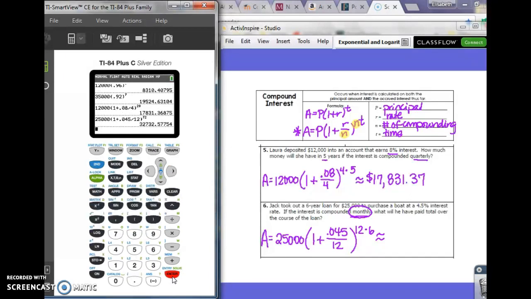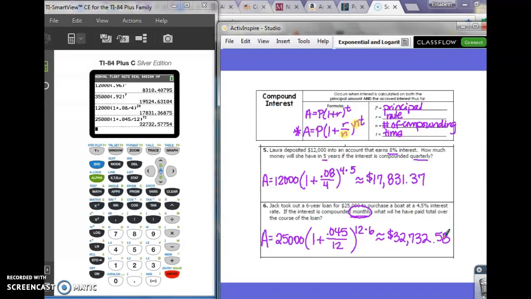And when I hit enter, overall, even though the initial price of the boat is $25,000, with interest included, he'll wind up paying $32,732.58.